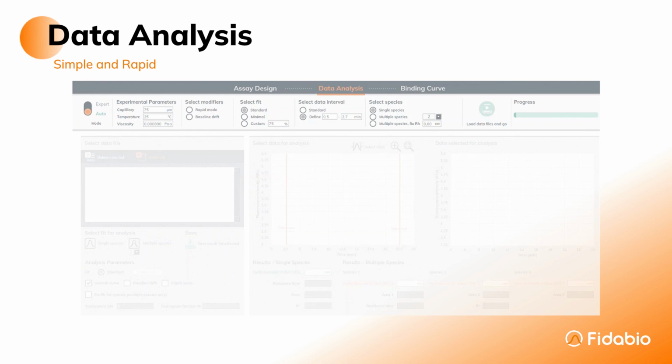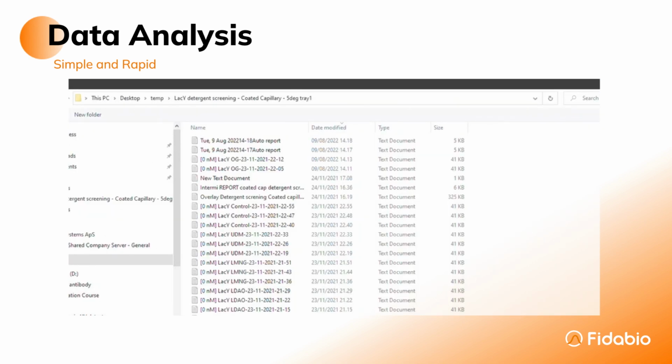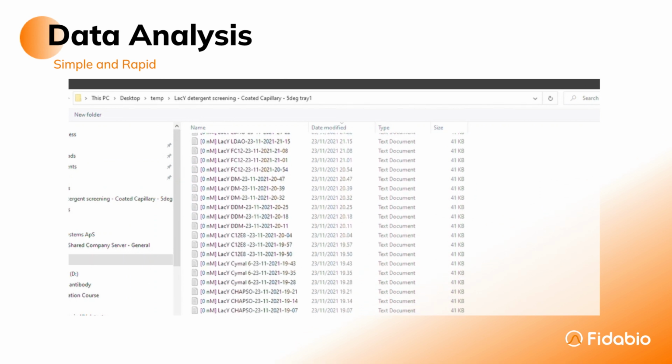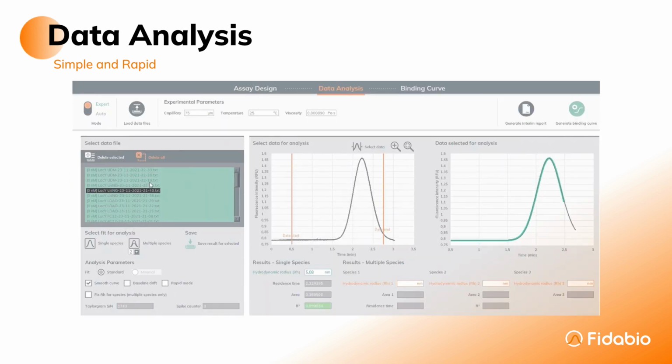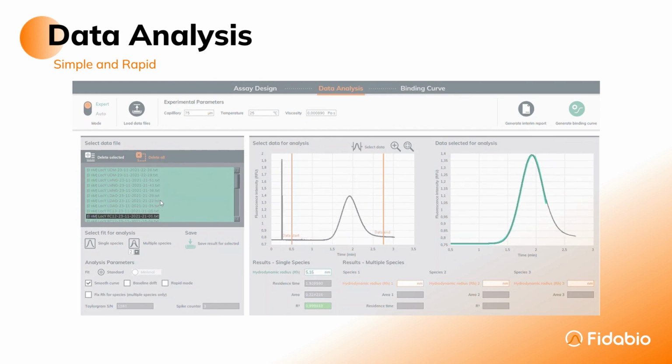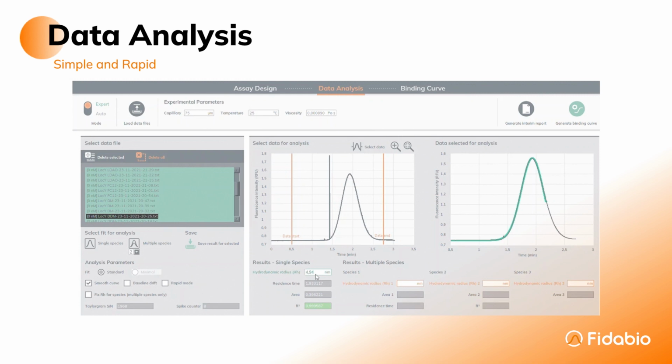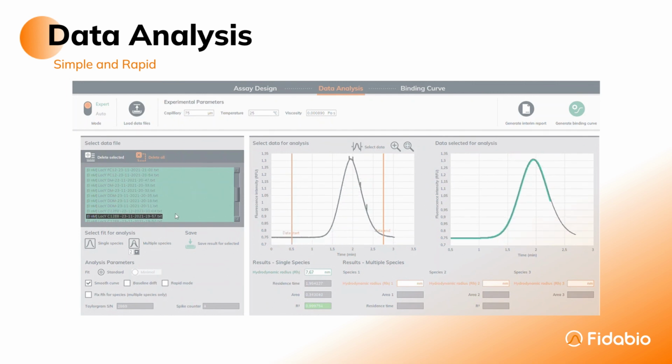I'm going to select all the replicas of all the detergents, and you now have your dataset automatically fitted as each data point turns green, and you can see the usual parameters such as the size and the peak area, which is the parameter we use to rank the detergents in this assay, and you can see how it varies between detergents. This means the different detergents have solubilized different amounts of protein of interest.